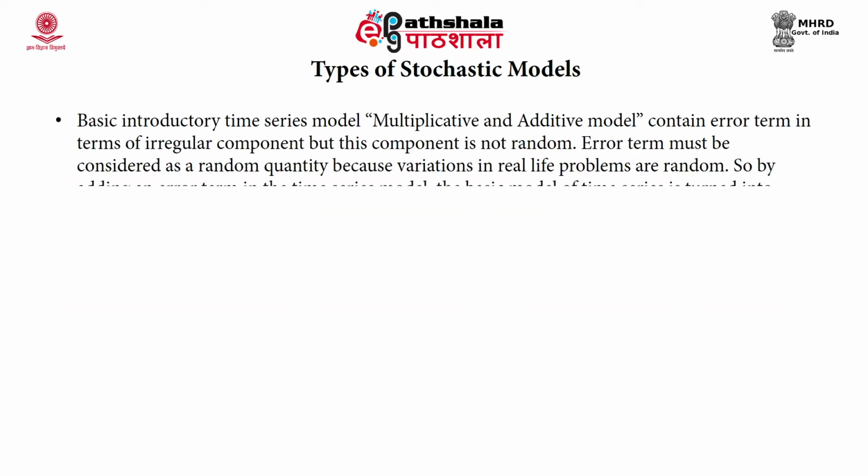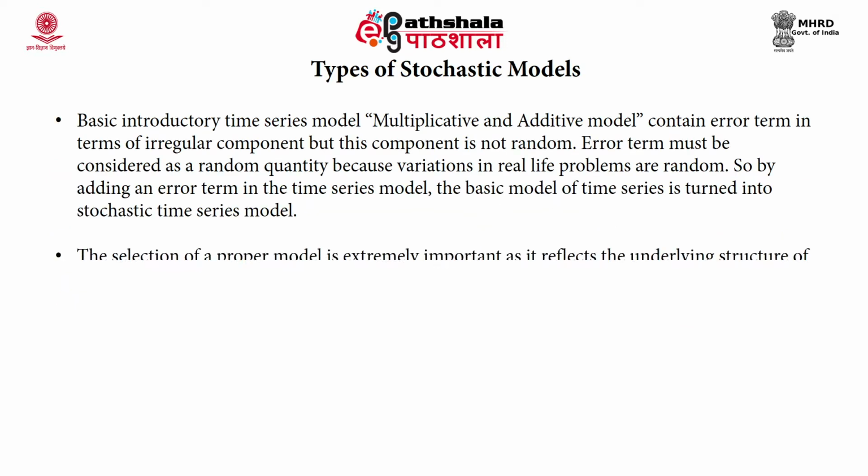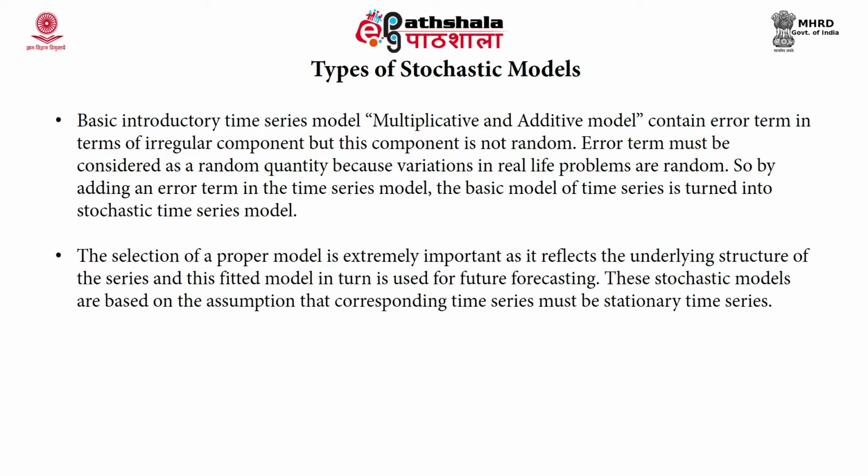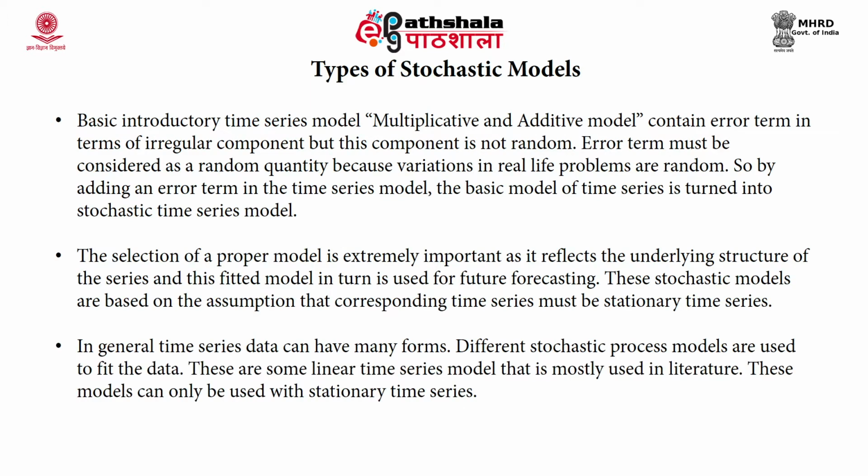Now we will discuss different types of stochastic models. The basic introductory time series models, that is the multiplicative and additive models, contain an error term in terms of the irregular component, but this component is not random. The error term must be considered as a random quantity because variations in real life problems are random. So by adding an error term in the time series model, the basic model of time series is turned into a stochastic time series model.